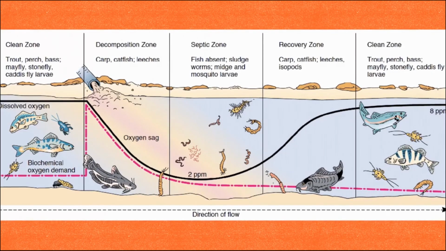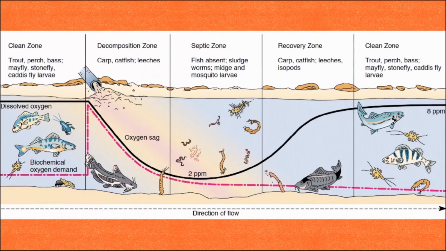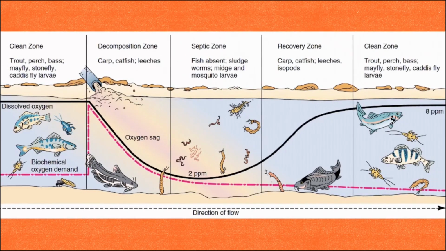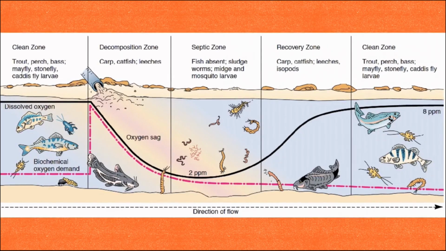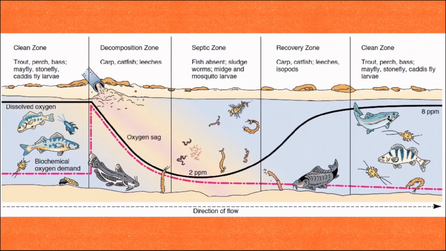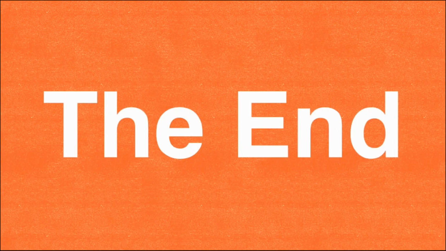The stream, however, should begin to recover if no more pollutants are added to the stream. This is because oxygen in the air is mixed with the water, increasing the oxygen levels in the water. And then finally, we make it back to the clean zone, where oxygen levels are high and we have many aquatic organisms.